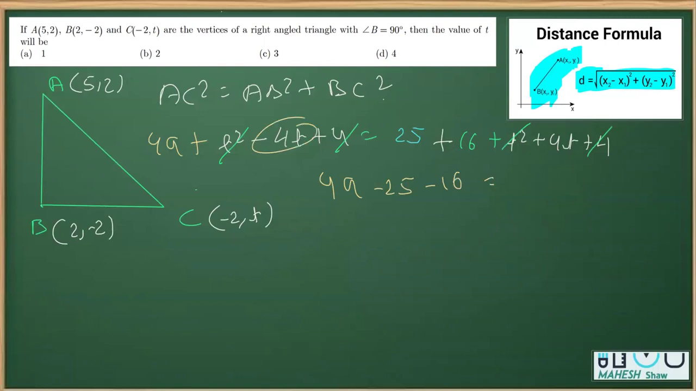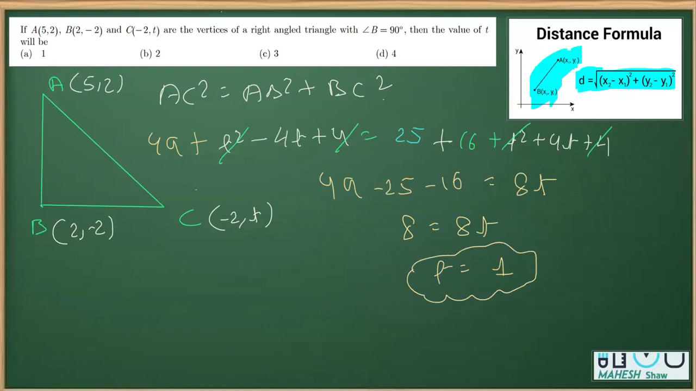Now this is minus 40 and this is minus 40. I can write this as 8t. So I'm going to do further simplification. If I subtract 25 from 49 and then also subtract 16, that will give us 8. So 8 is equal to 8t, so we can say t is equal to 1. So the value of t is 1.